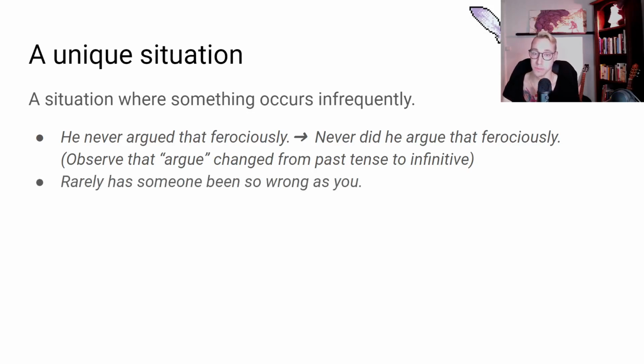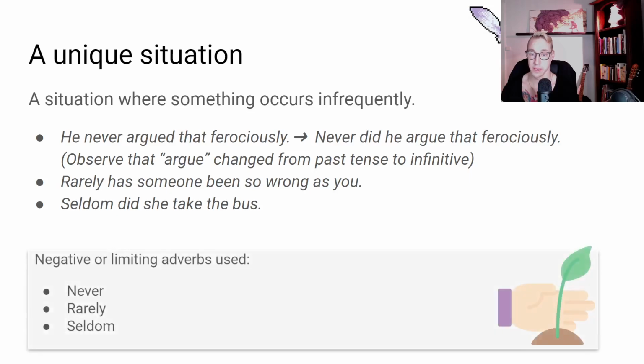Here's another example. Rarely has someone been so wrong as you. So in this case, it also explains that something doesn't happen quite often. In this case, someone who is being quite wrong. And we here can have another example where we put the adverb seldom at the beginning, which shows a person who doesn't really take the bus that often. And here it says, seldom did she take the bus. So the negative or the limiting adverbs that we want to use in this case when explaining a unique situation are never, rarely, or seldom.